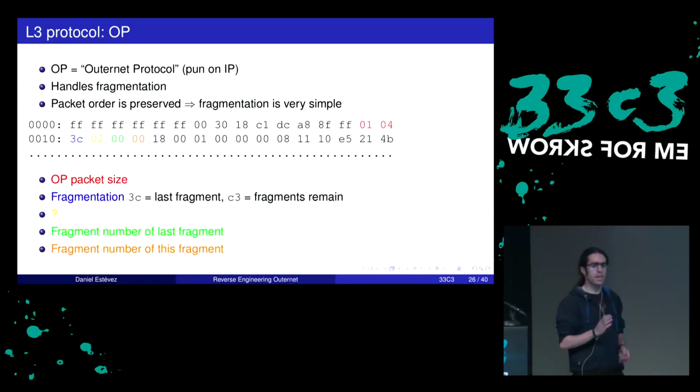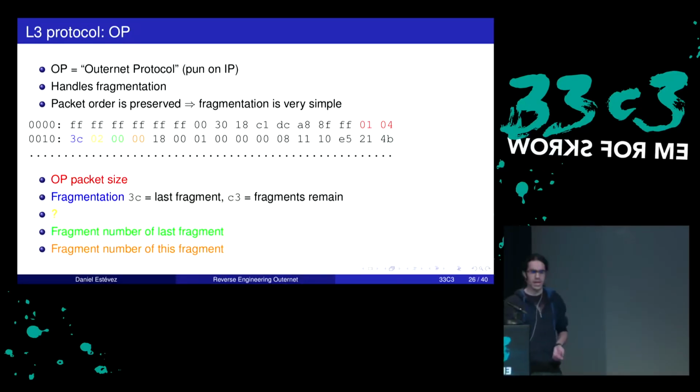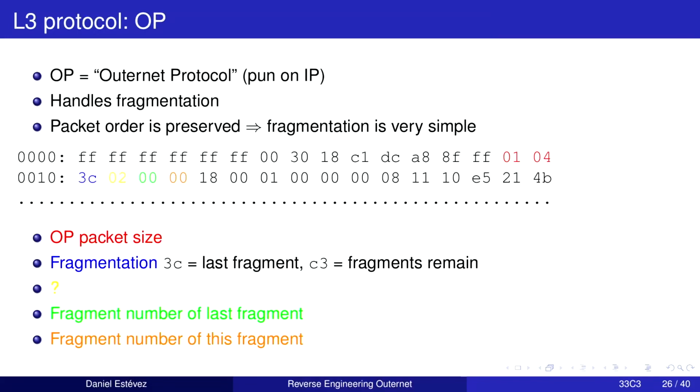So let's look first at the level 3 protocol. It's called the Outernet protocol, or OP. Since this is a broadcast network, its only role is to handle fragmentation. It's a very convoluted way of handling fragmentation, but you have 1 byte which indicates whether this is the last fragment or not. In case you have a fragmented packet, you have 1 byte which indicates the number of fragments in the packet, or the number of the last fragment. And you also have a byte which goes counting up from 0 to the total number of fragments in your packet. So this only handles fragmentation. You also have a packet size in there, 16-bit.